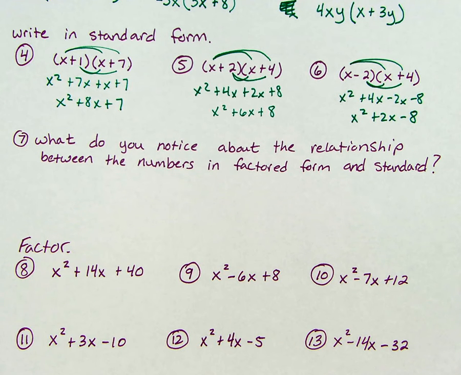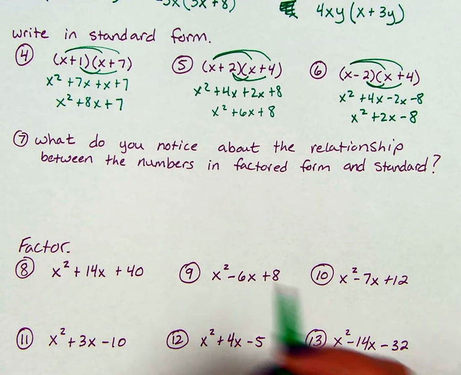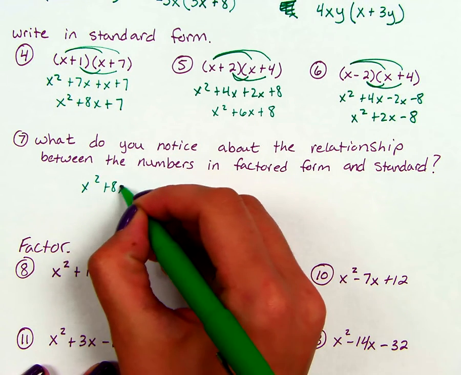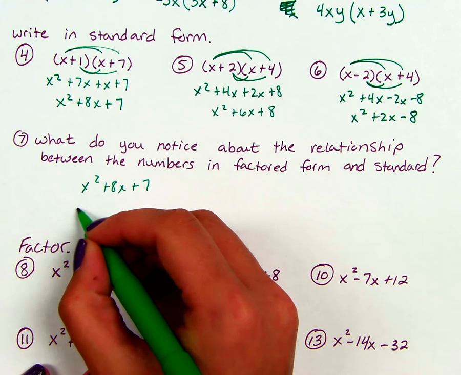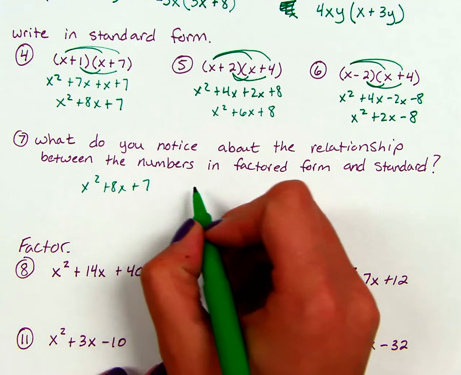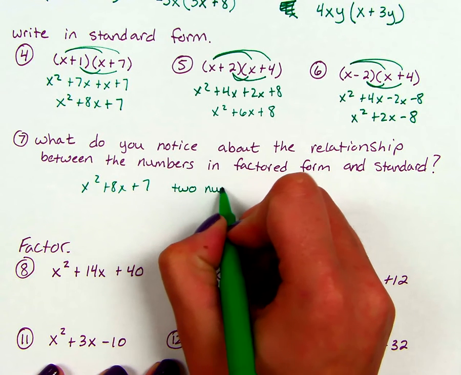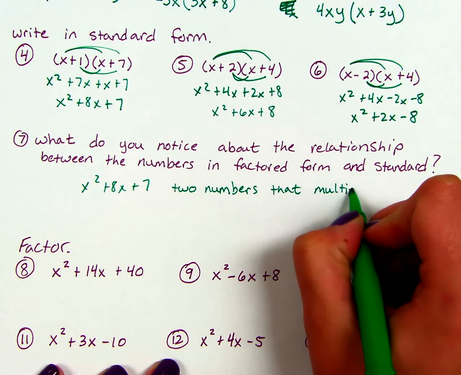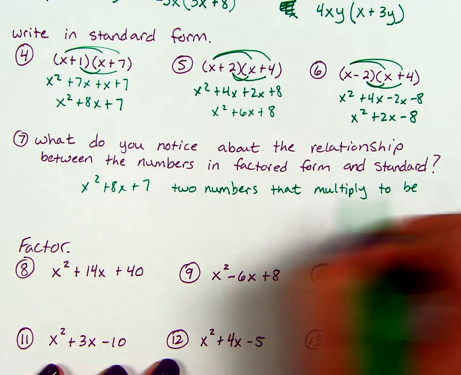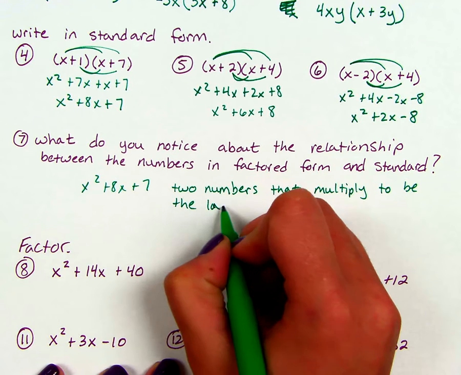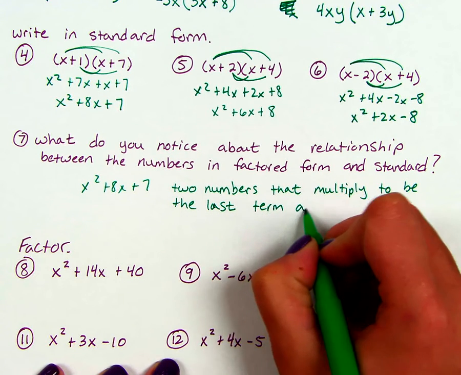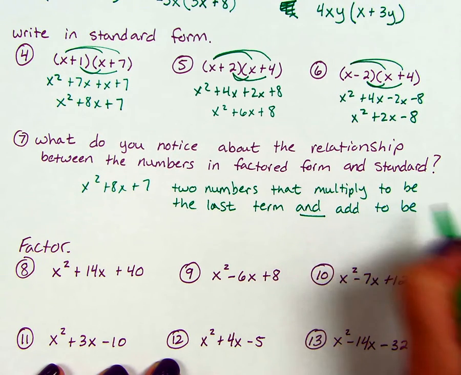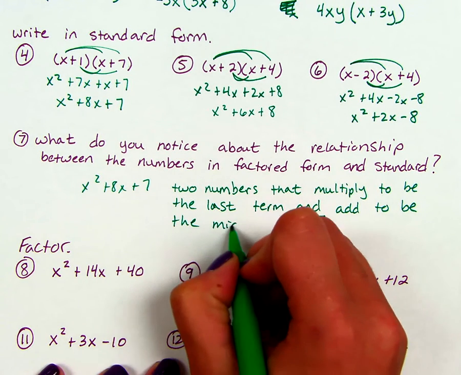So the relationship between the numbers in factored form and standard form is to go from standard form, so if I had x squared plus 8x plus 7, to go to factored form, we're looking for two numbers that multiply to be the last term, and, so it has to be both, add to be the middle term.